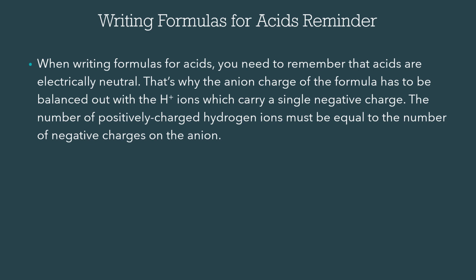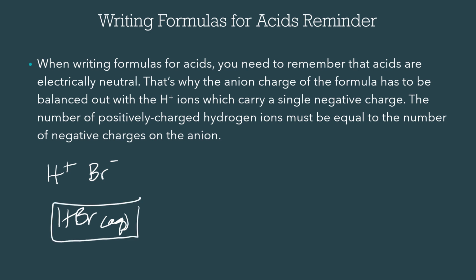So let's say we have H plus and then Br1 minus. So the formula, crisscrossing the ones, because it's like before, is HBr, add an aq at the end. That means that this is dissolved in water. So now the HBr, the hydrogen bromide, is now hydrobromic acid because it is dissolved in water. aq just means dissolved in water.